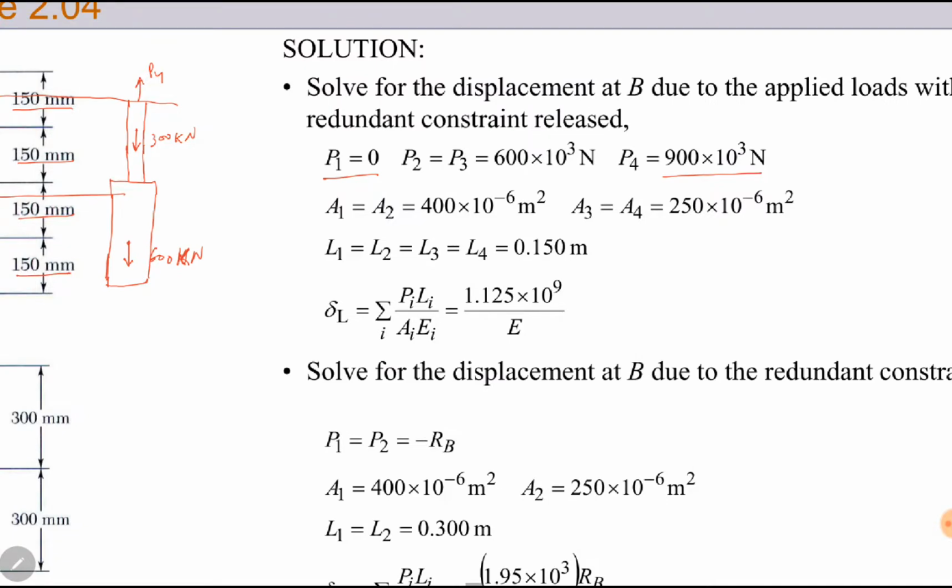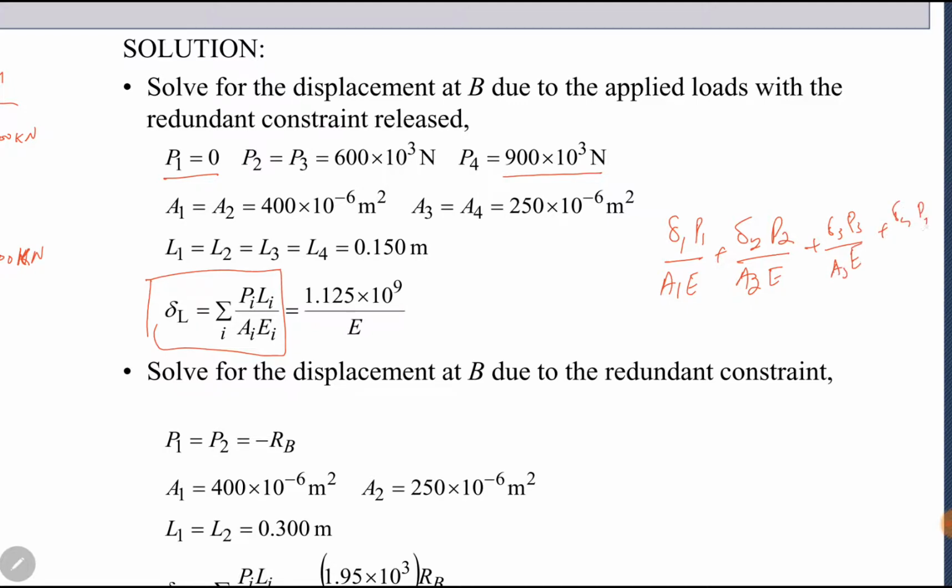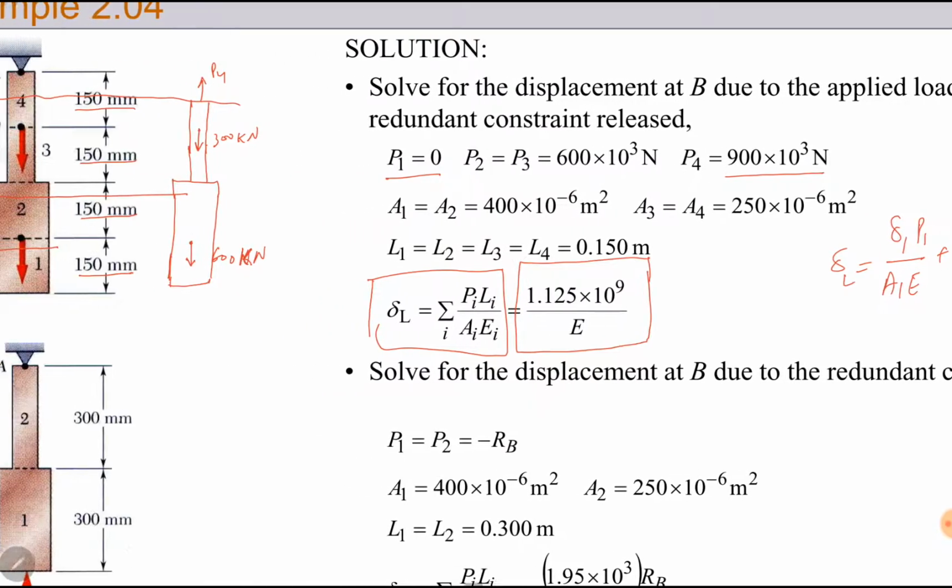So by putting all the values in the general expression, which is this one, delta L equals delta 1, P1 over A1 E, plus delta 2, P2 over A2 E, plus delta 3, P3 over A3 E, plus delta 4, P4 over A4 E. All the values are known, only E is unknown. By putting the corresponding values, we can find delta L in terms of E, which is this. Okay, delta L has been found.